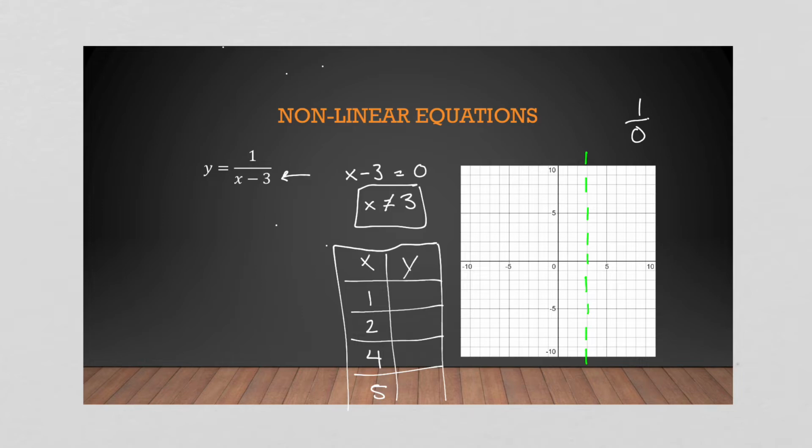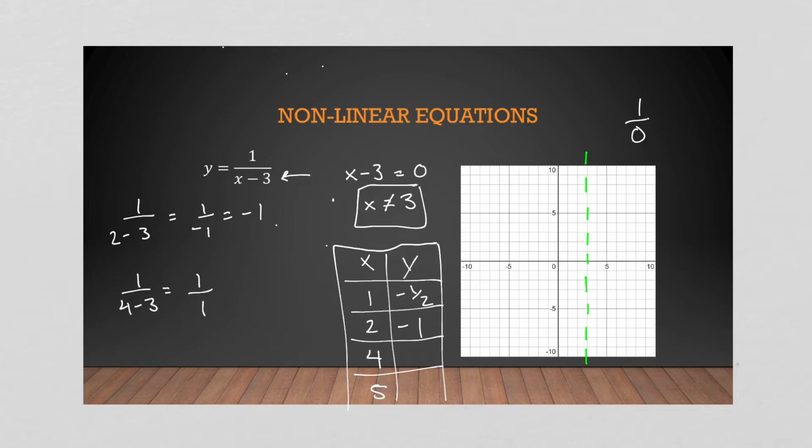So when x is 1, what do we get? We get 1 over 1 minus 3, which is 1 over -2. So we get -1/2. What about when x is 2? Well, when x is 2, we get 1 over 2 minus 3, which is 1 over -1, which is -1. So we have -1. Now when x is 4, we get 1 over 4 minus 3.